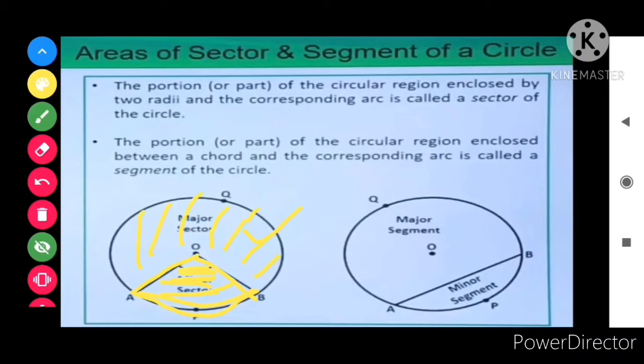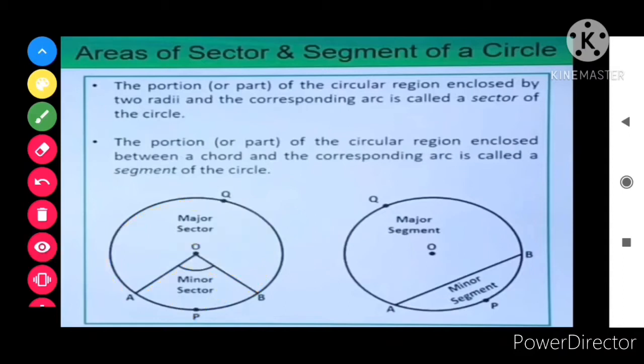Very clear? So the first one, AOB, is called minor sector, and AQB is major sector. It is the small region, so it is called minor sector. It is the big region, so it is called major sector. Very clear?